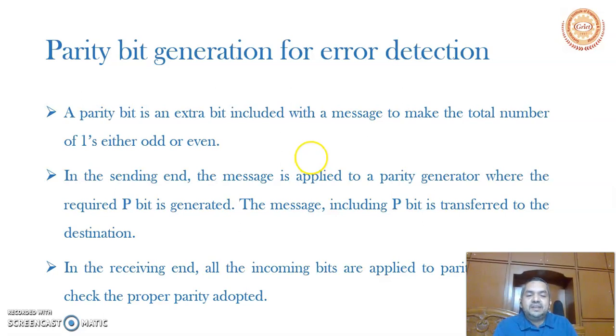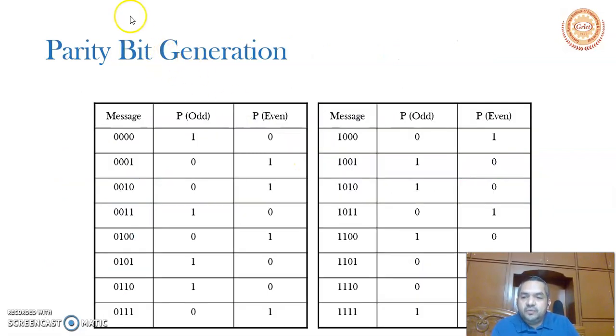This method depends upon redundancy: I am adding one more bit to the actual data. We will see this with examples, in two methods: parity bit generation using the odd parity method, and using the even parity method.